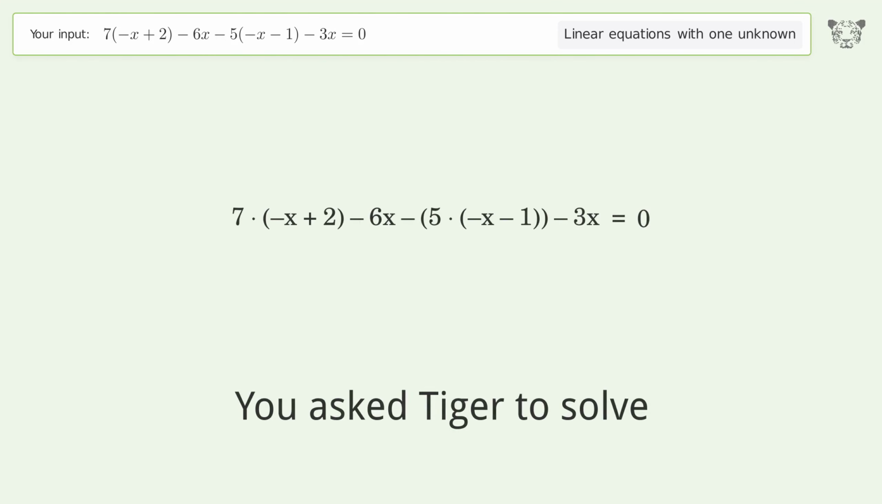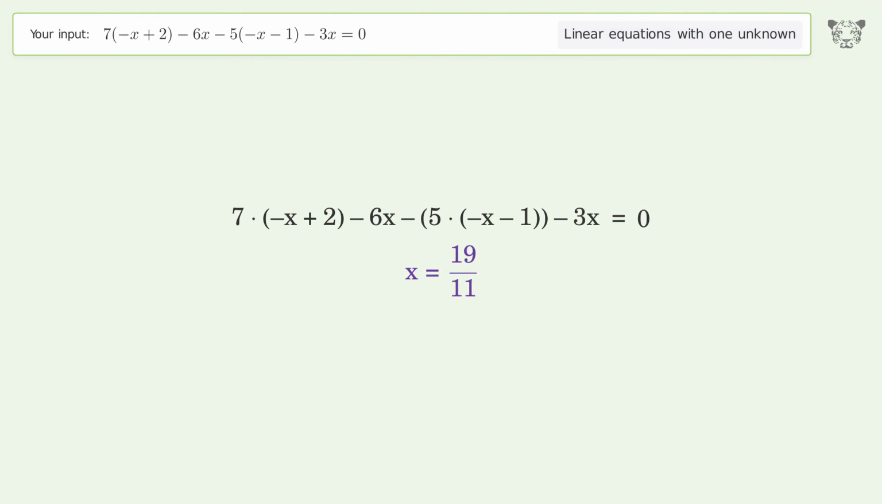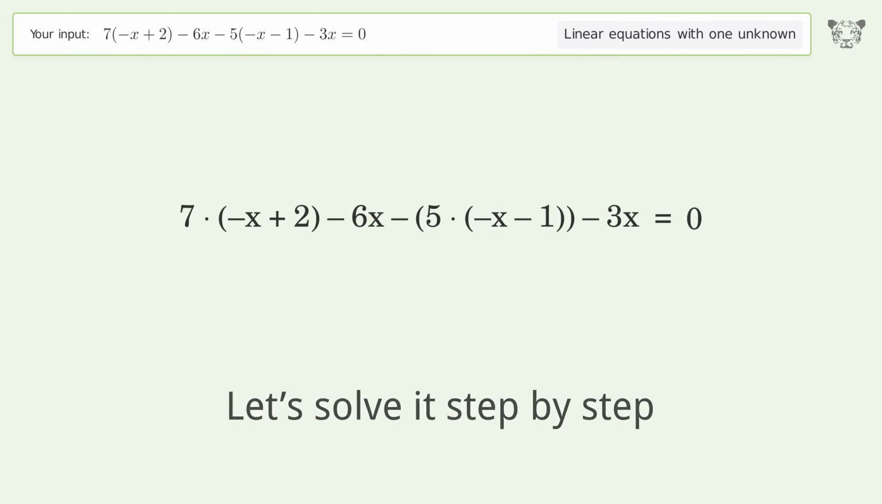You ask Tiger to solve. This deals with linear equations with one unknown. The final result is x equals 19/11. Let's solve it step by step.